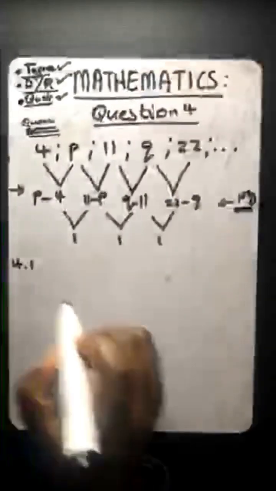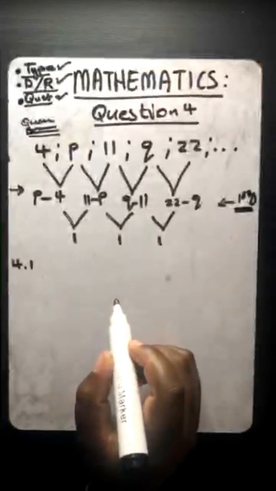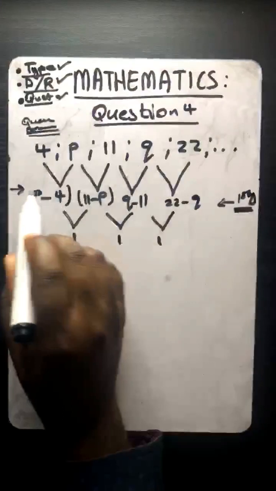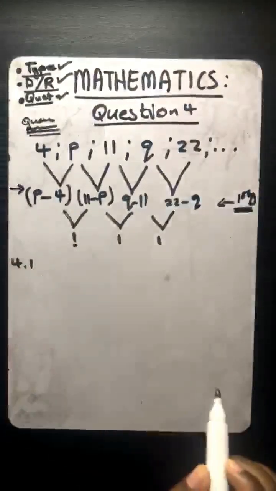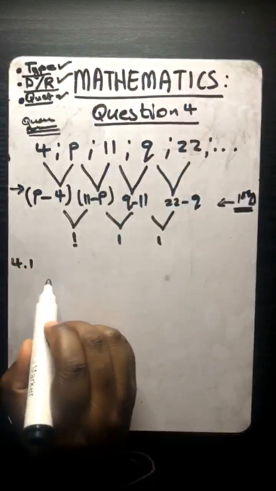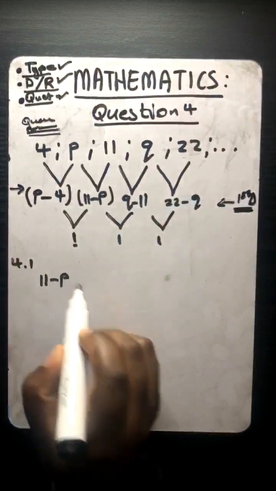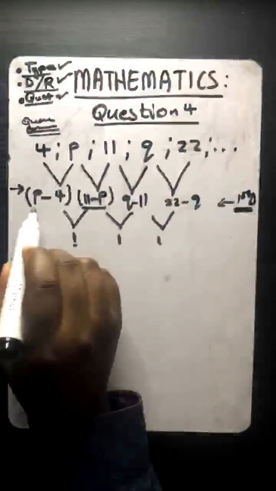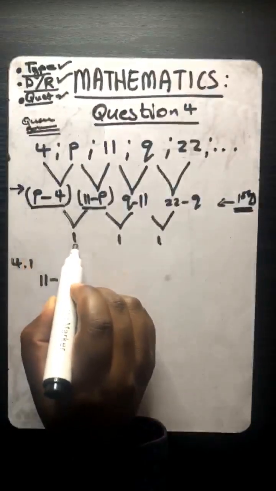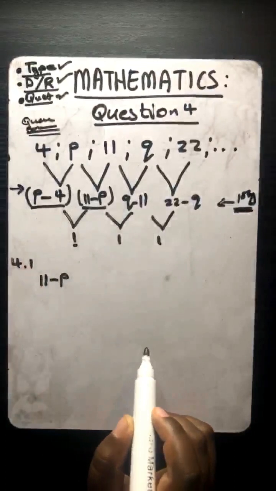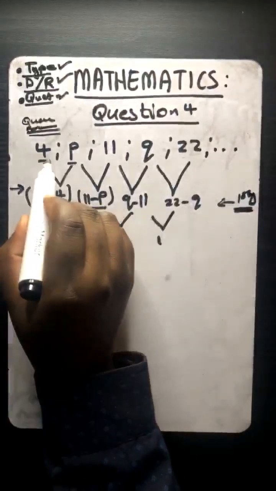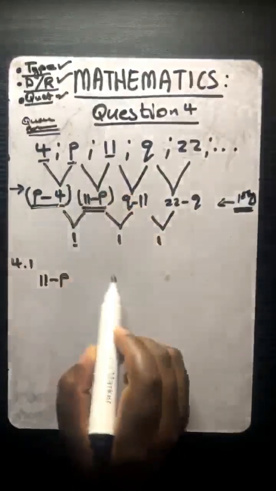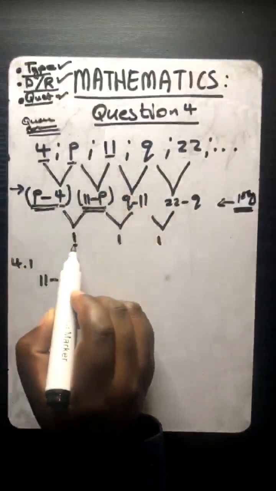Let's see, 4.1. Obviously, I know very well that if you say this term minus that term, it's equal to that. So that's why I'm able to say actually 11 minus P, which is that. When you minus it with the previous term, it is equal to that. That's how you get the difference. Just like you said, this minus that is equal to that. This minus that is equal to that. Similarly, this minus that is equal to that.